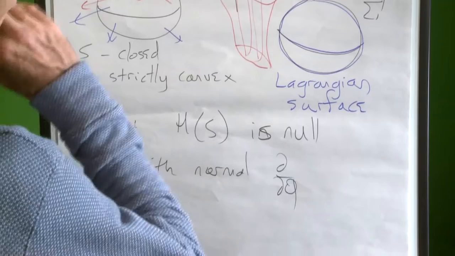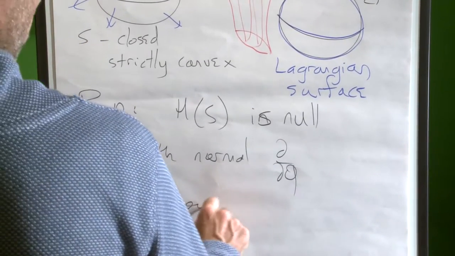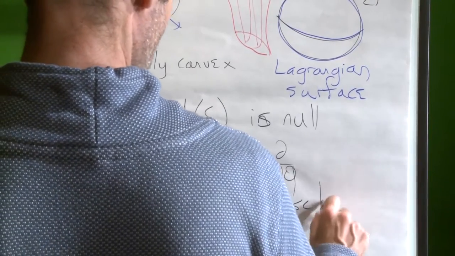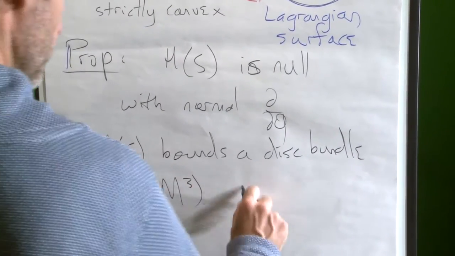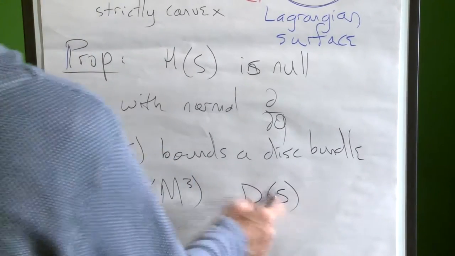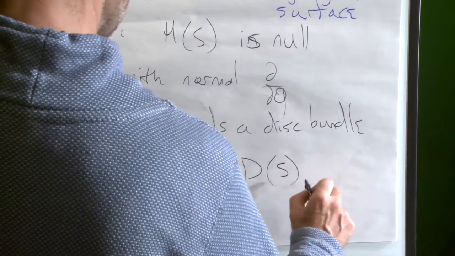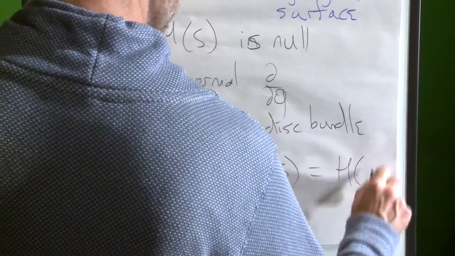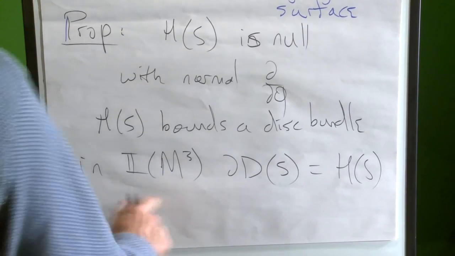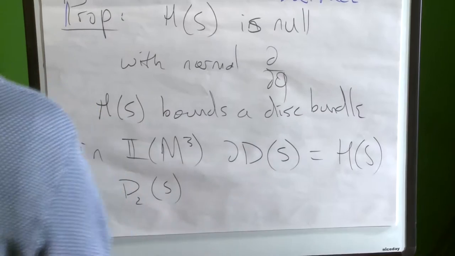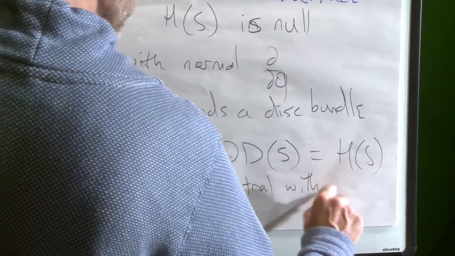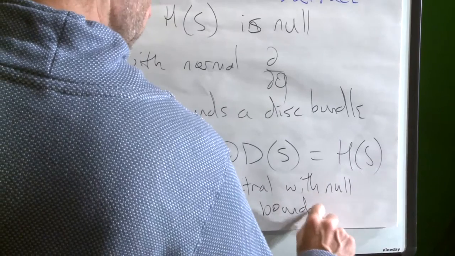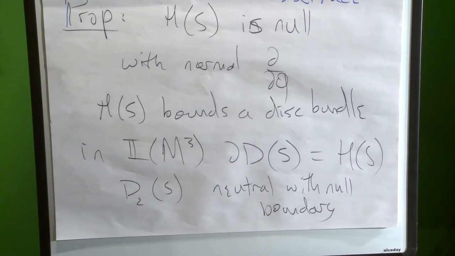And the other thing is that H(S) bounds a disk bundle in these geodesic spaces. So you have this disk bundle over the surface. It's in fact all the geodesics that intersect the surface anywhere. And this disk bundle, its boundary is equal to the hypersurface, H(S). So what we have here is a disk bundle which is neutral, contained in a neutral four manifold, and it has null boundary. So this is exactly the class of four manifolds with boundary that we said we're interested in, in the title of the paper.